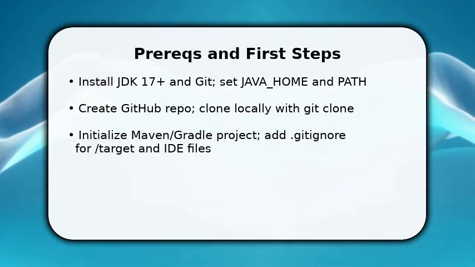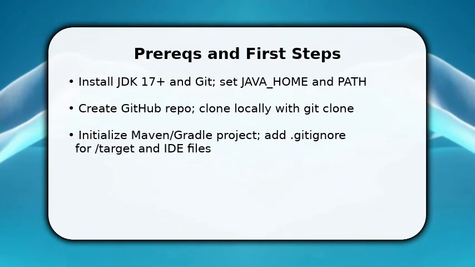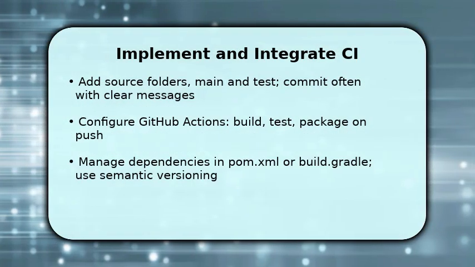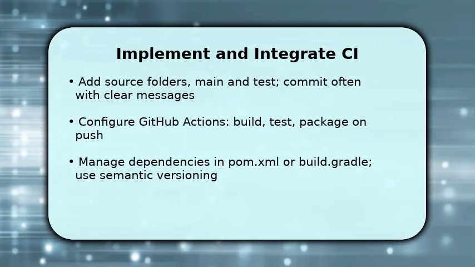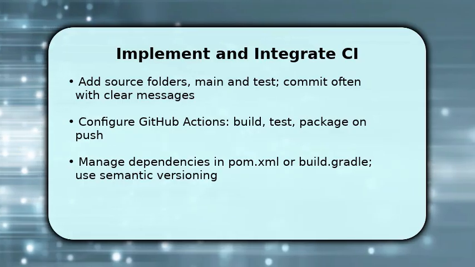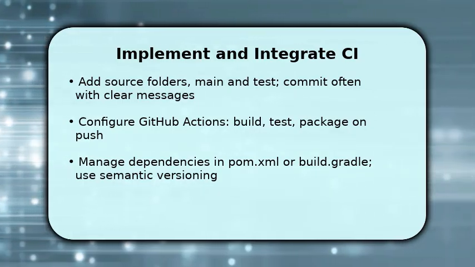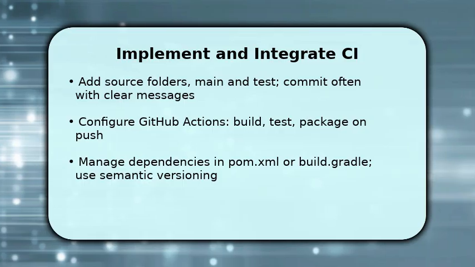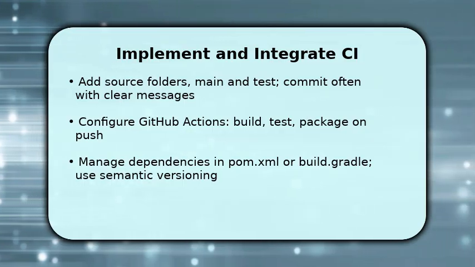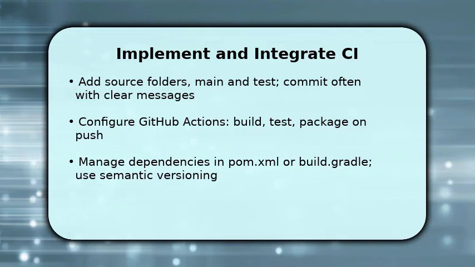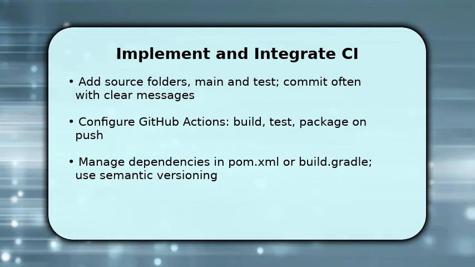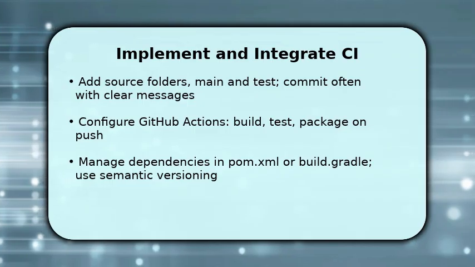You now implement code and integrate continuous integration to keep quality high. Create src/main/java and src/test/java, write focused tests, and commit changes with concise messages. Frequent commits simplify troubleshooting. Then add a GitHub Actions workflow that runs your build, unit tests, and packaging on each push so CI enforces standards automatically.